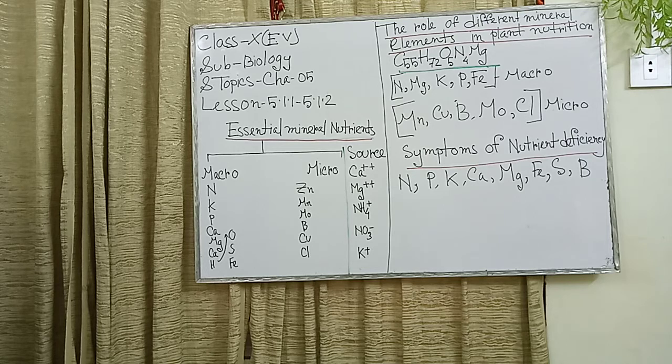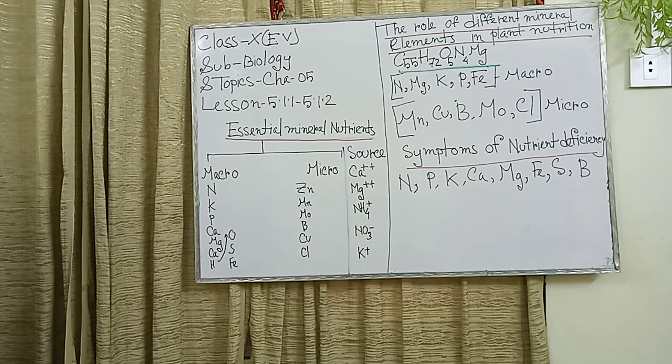Micronutrients also play an important role in the normal growth of plants. For instance, first, manganese. Manganese is needed to construct and maintain chloroplasts. Copper plays an important role in the respiration process. It plays an important role in the normal growth of tomato and sunflower plants. Boron is required for the active growing regions of plants, and it also plays a role in the transportation of sugar.